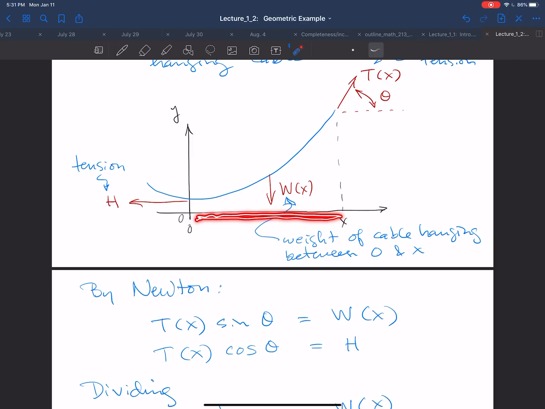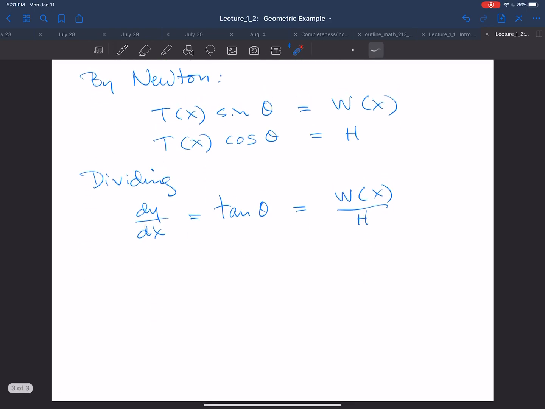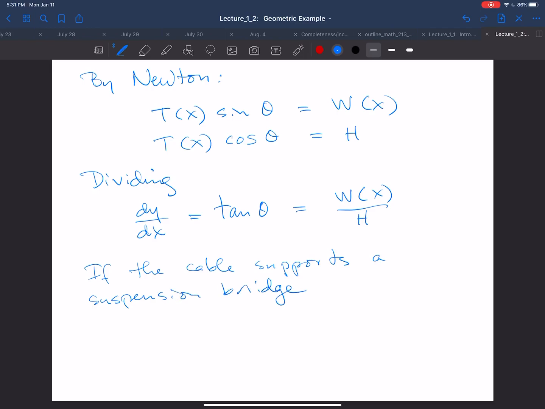So in that case, you would think that W of x, the weight supported by that length of cable, should be directly proportional to x itself. So let's consider that case first of all. So if the cable supports, say, a suspension bridge, then W of x will be proportional to x itself. So let's say W of x is equal to little w times x.